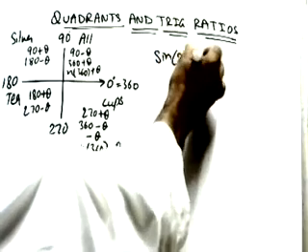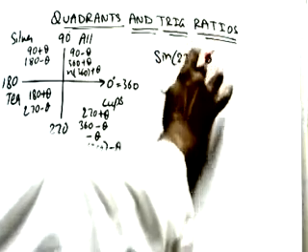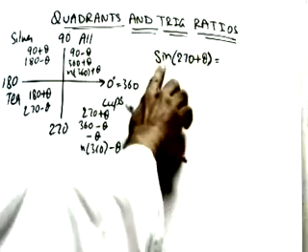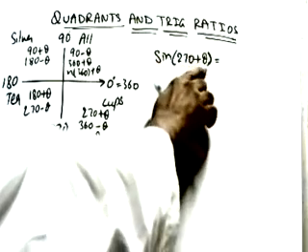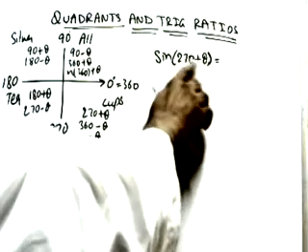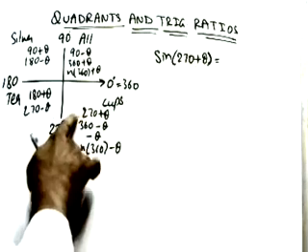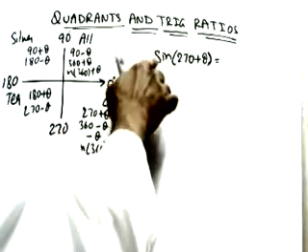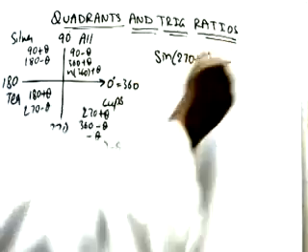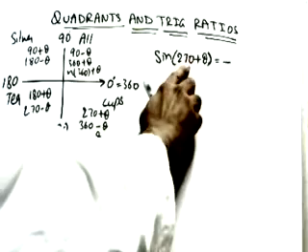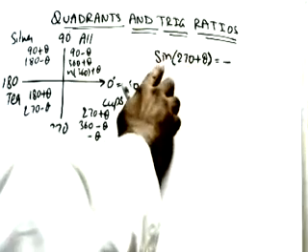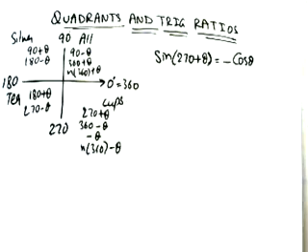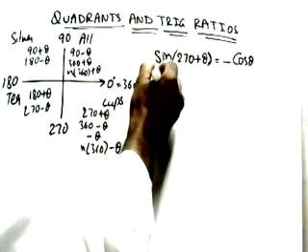Suppose we have sine of 270 plus theta. Now how to find the value of sine 270 plus theta? First you see the quadrant of 270 plus theta. This is the fourth quadrant. And just now we have seen that in the fourth quadrant sine is negative, therefore minus. And for 270 plus or minus theta, sine changes to cos. So you must write cos theta.